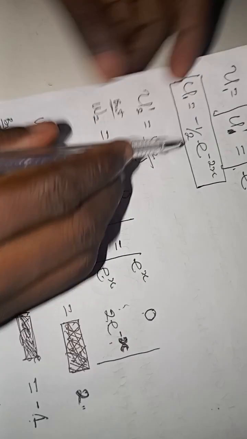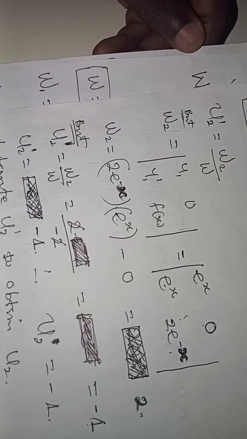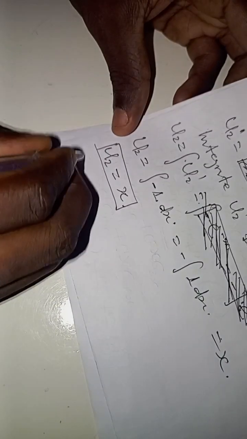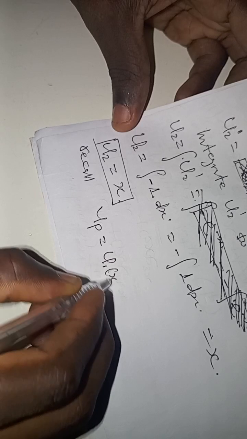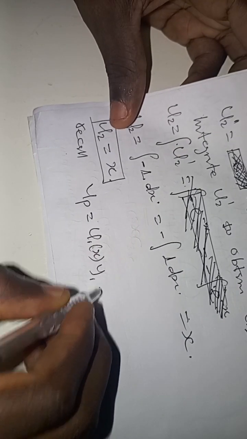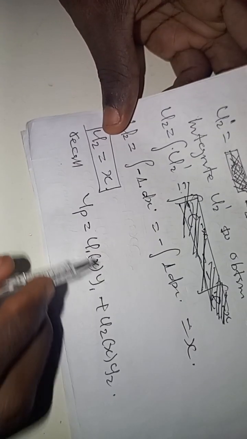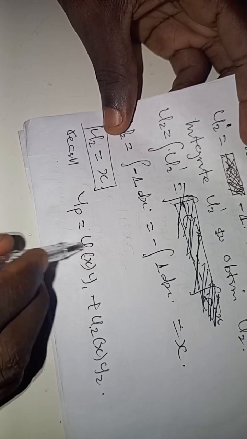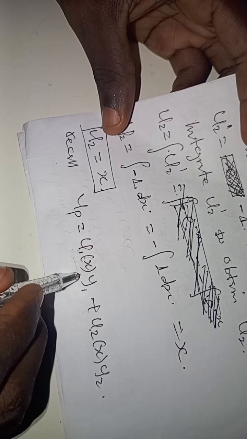So I've gotten the value for u1 and I've gotten the value for u2. So the question 2, which is to obtain the y particular as a particular integral, we are going to recall that yp is equal to u1 of x y1 plus u2 of x y2. Right, so we know the value of our u1 and we know the value of our u2.